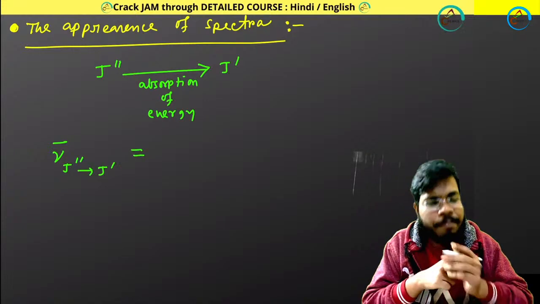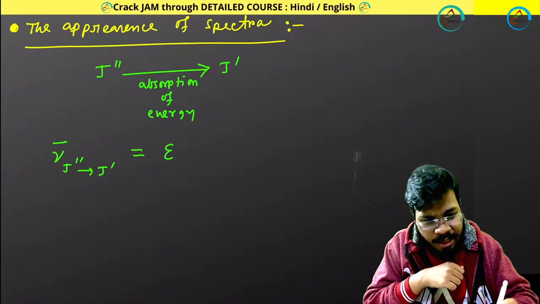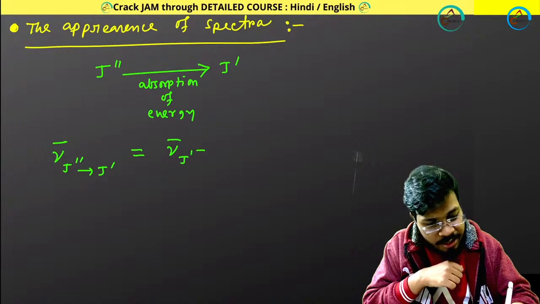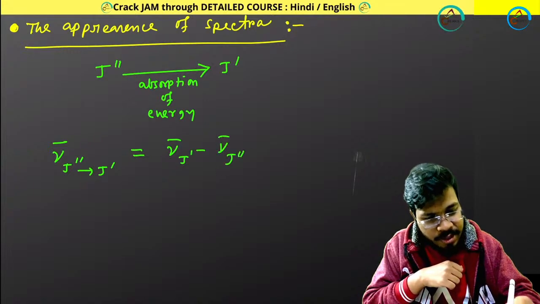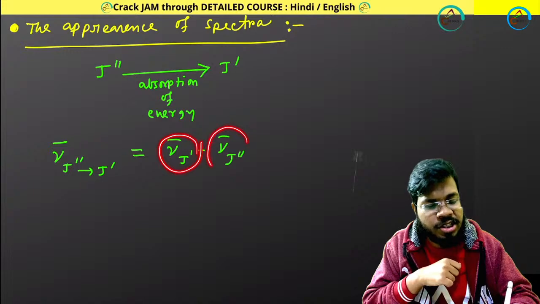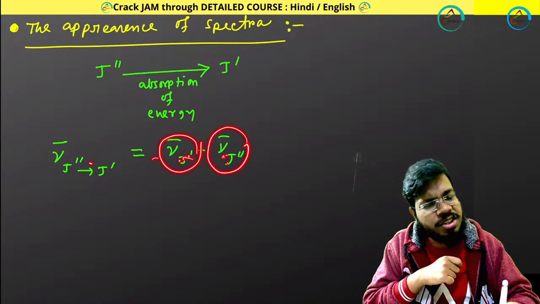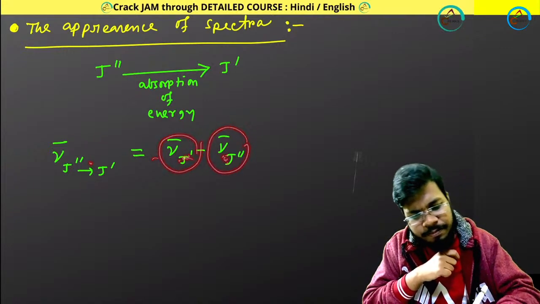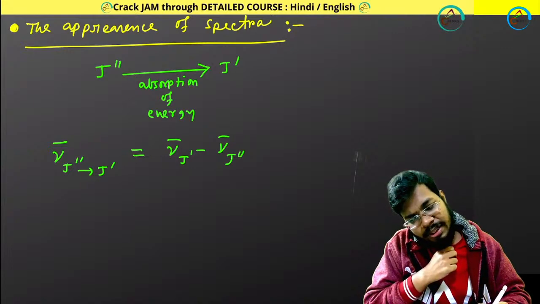What will be the energy gap? Energy gap will be epsilon, or ν̄_J' minus ν̄_J''. So ν̄_J' minus ν̄_J'' will be the energy gap for this transition. Fine. Simple. Therefore, I can write one thing.